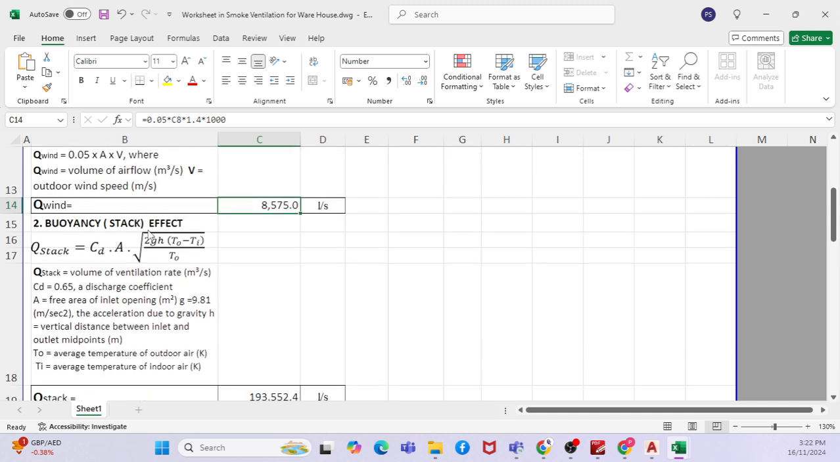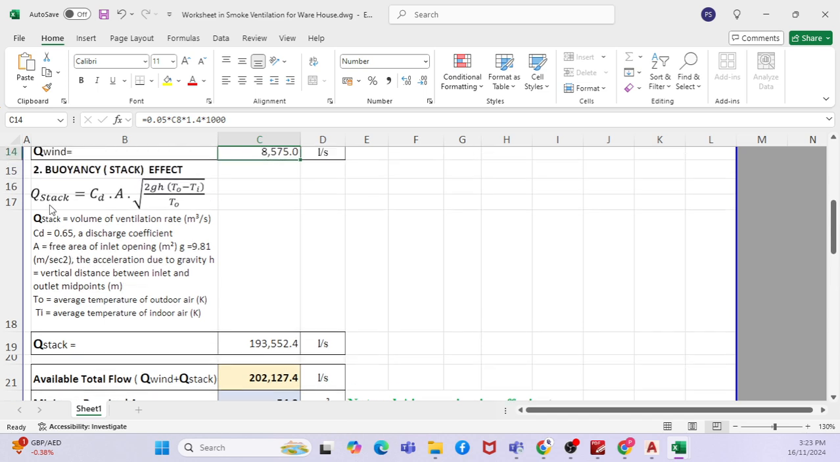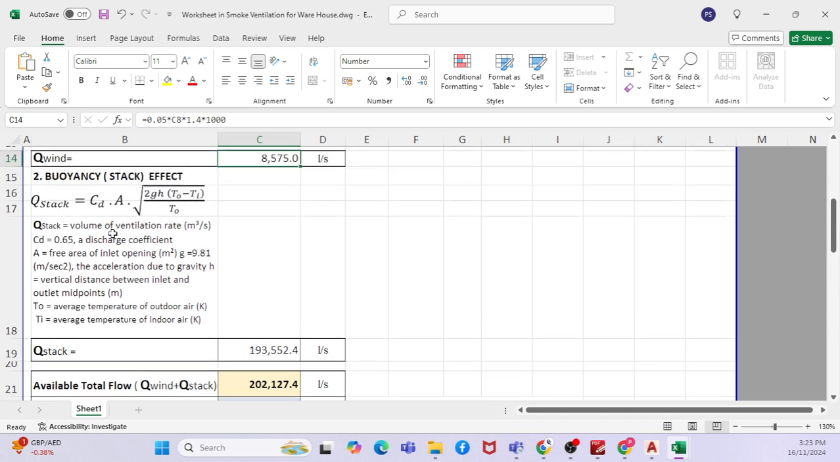And there is the buoyancy stack. There is another one available. The buoyancy stack equation is Q stack equals CD multiplied by area multiplied by square root of 2GH in the bracket T outside minus T inside, divided by T outside. Now if you apply this equation, CD is 0.65 and gravitational acceleration is 9.81. The area is the free area opening, right? And H is the height, with the average outside air and average inside air temperature difference.